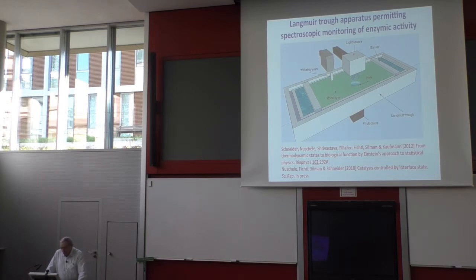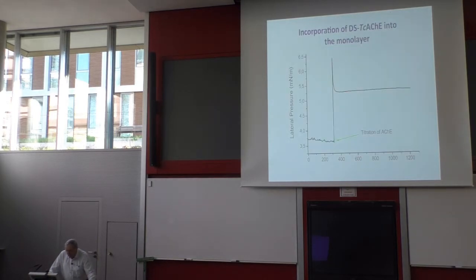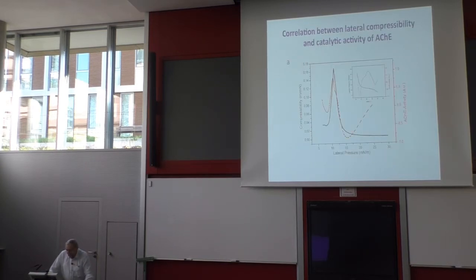And then we follow its action with a light source and a photodiode built into the lamellar trough for this purpose. This just shows, if we use the detergent-soluble AChE, how it's incorporated into the monolayer as measured by lateral pressure. And then these two slides you actually saw from Matthias yesterday, so I can go over them very rapidly. They just show that the peak of acetylcholinesterase activity coincides completely with compressibility very, very well.